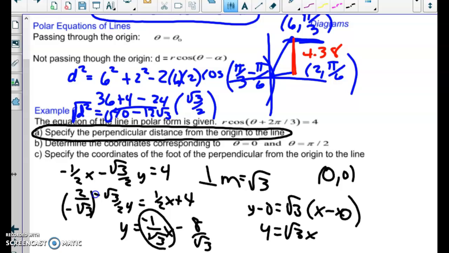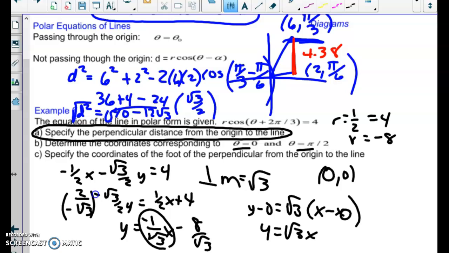All right. So if I use some values here to actually plug in, if I plug in 0 for theta, I get r times the cosine of 0 plus 2 pi over 3. And we know the cosine at 2 pi over 3 is negative half. And so I have r times negative half equals 4, so my r is negative 8.